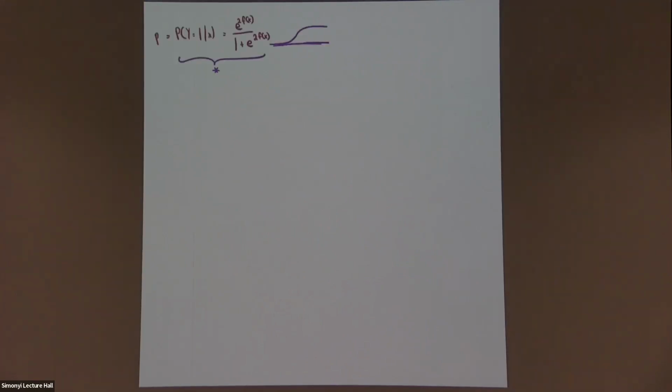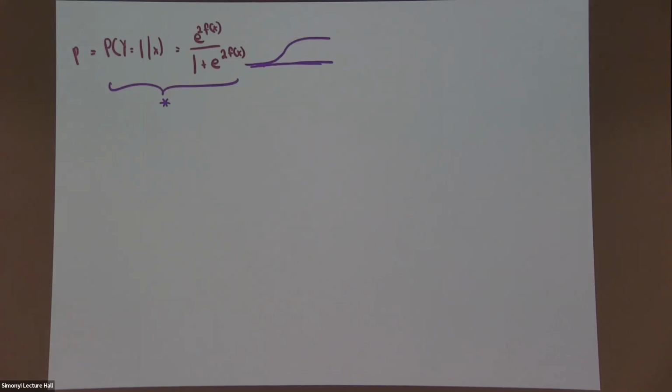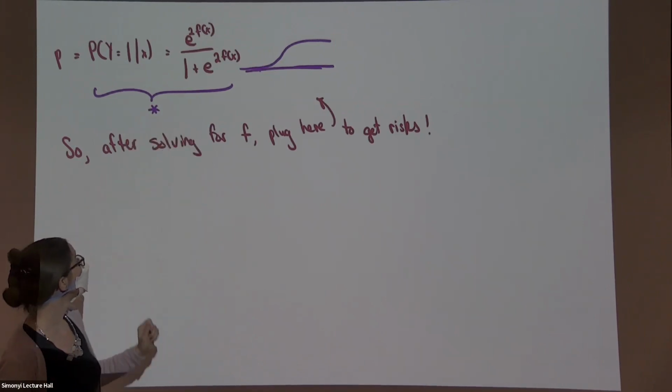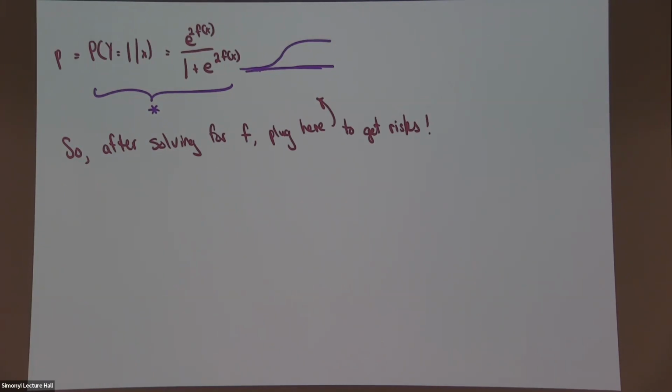Okay, so what that means is that after solving for f, after you've minimized the exponential loss, you can plug it in here to get these risk estimates, which is what we want. We want to create a risk score, and we want to know the probability that someone has a stroke. So we can get their score, which is adding up a bunch of steps based on their age and their blood pressure and so on. Then you have their score and you plug it into that formula and you can get an estimate for their risk of having a stroke in the future.